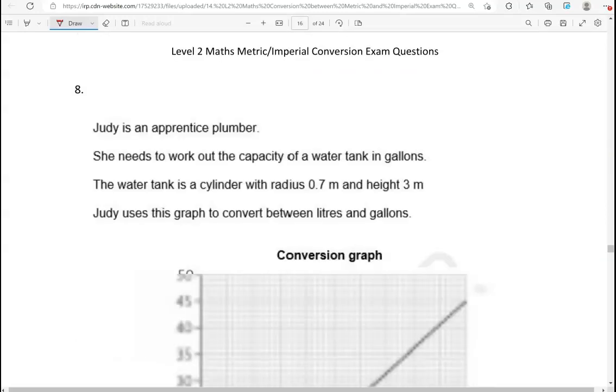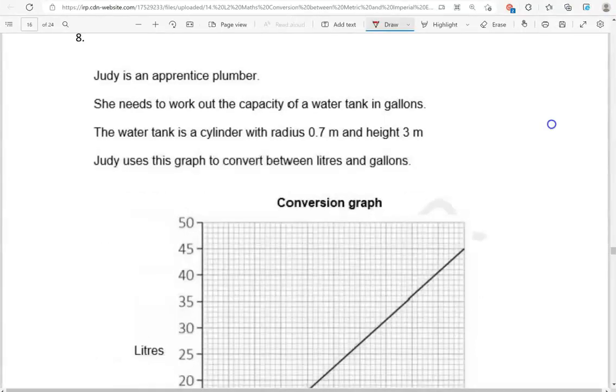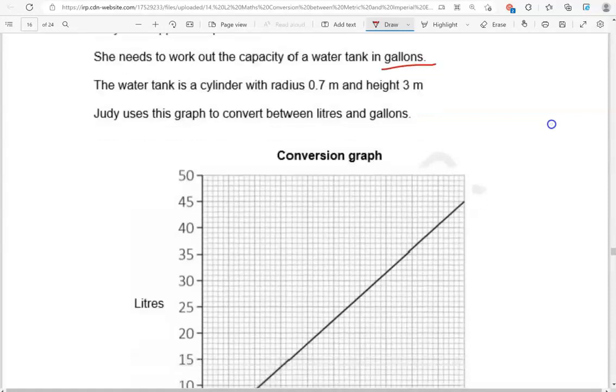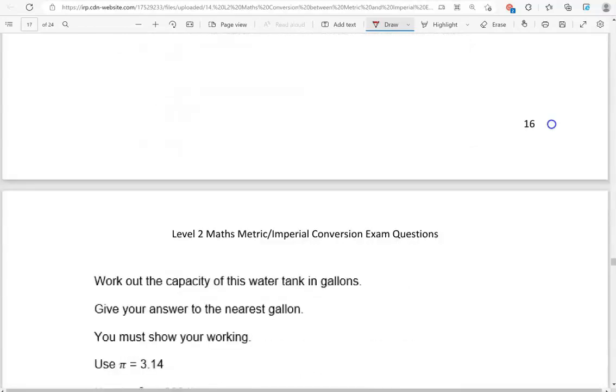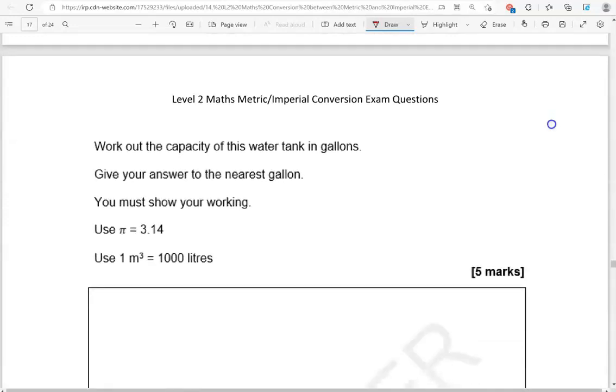Judy is an apprentice plumber. She needs to work out the capacity of a water tank in gallons. The water tank is a cylinder with radius 0.7 meters and height 3 meters. Judy uses this graph to convert between liters and gallons. Work out the capacity of this water tank in gallons. Give your answer to the nearest gallon. You must show your working. Use pi equal to 3.14 and 1 cubic meter equal to 1000 liters.